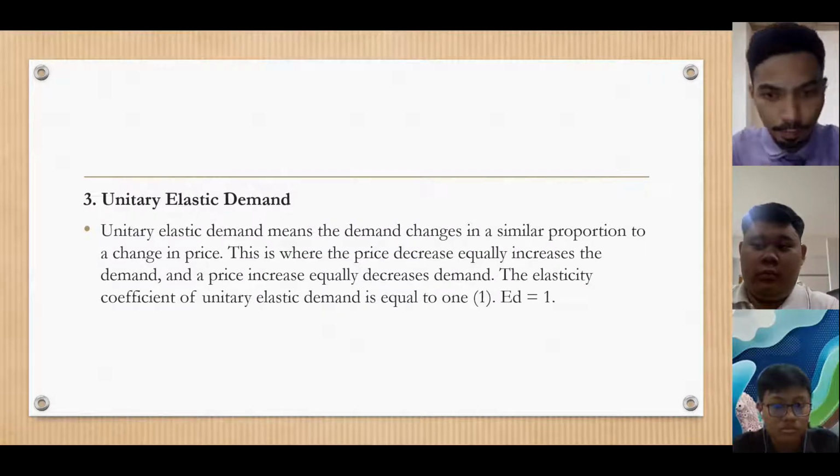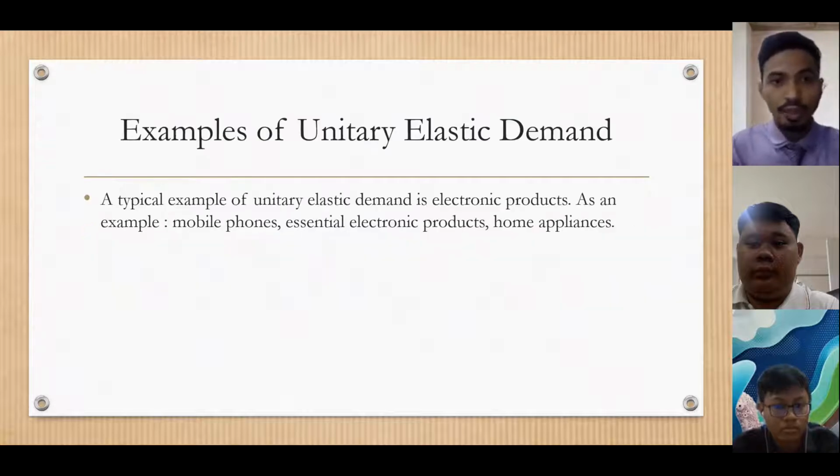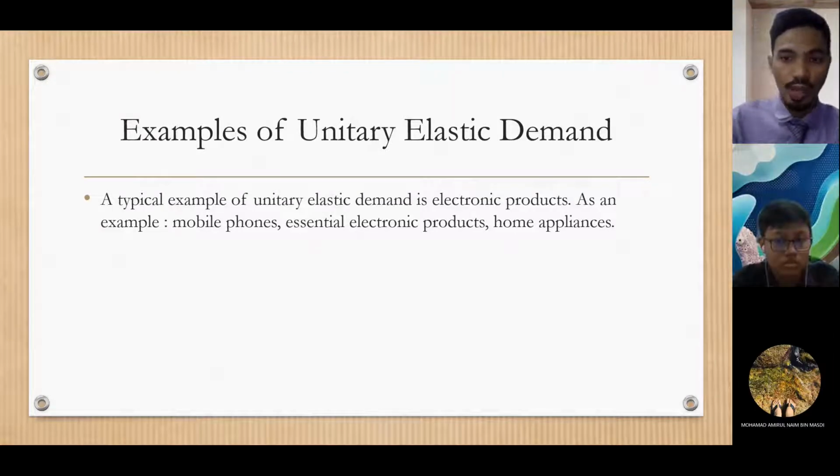Unitary elastic demand. Unitary elastic demand means the demand changes in a similar proportion to a change in price. This is where a price decrease equally increases the demand and a price increase equally decreases demand. The elasticity coefficient of unitary elastic demand is equal to 1. Examples of unitary elastic demand: a typical example is electronic products, such as mobile phones, essential electronic products, and home appliances.